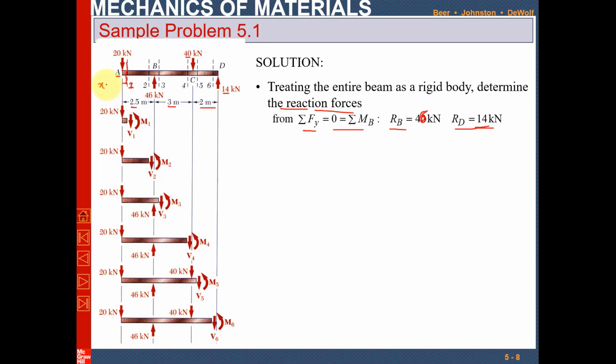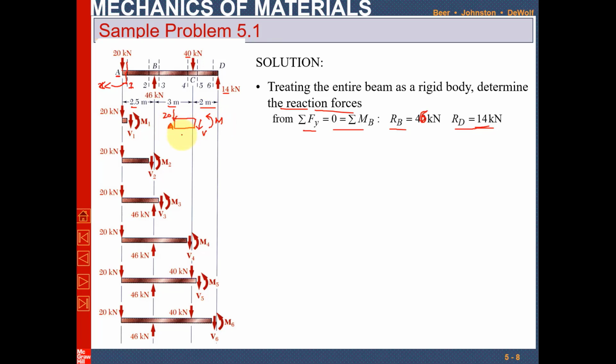This distance x is assumed to be very small, such that point 1 approaches A. So we take a section of the beam; this is point A. At point A, 20 kilonewton is applied. If you section it, there will be a shear force acting downward, and there will be a reaction moment. Clear? So this is point A.